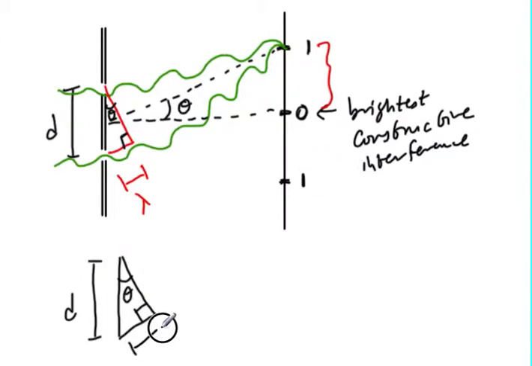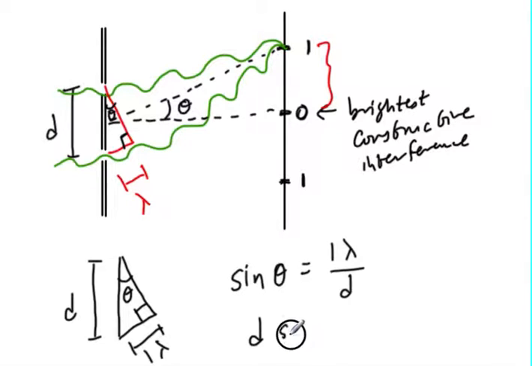What we said was that if it's the first wavelength away, it's 1 lambda. So for the first one, sine theta is equal to the opposite over the hypotenuse. In other words, it's 1 lambda over d, or we can rewrite this as d sine theta is equal to 1 lambda.